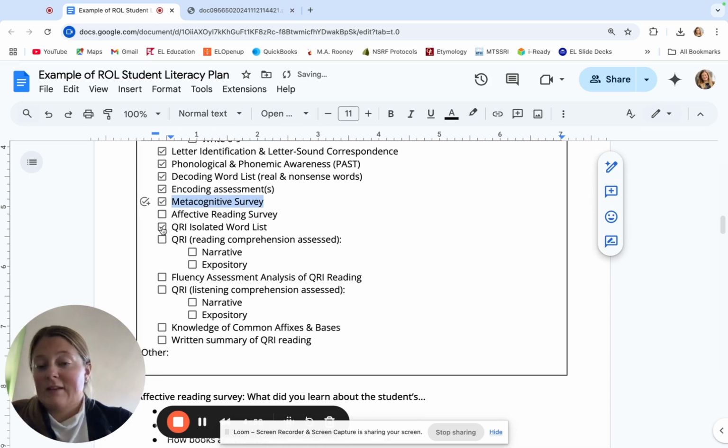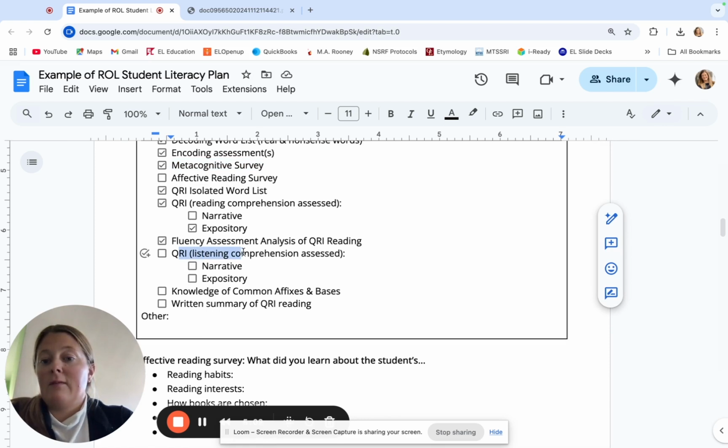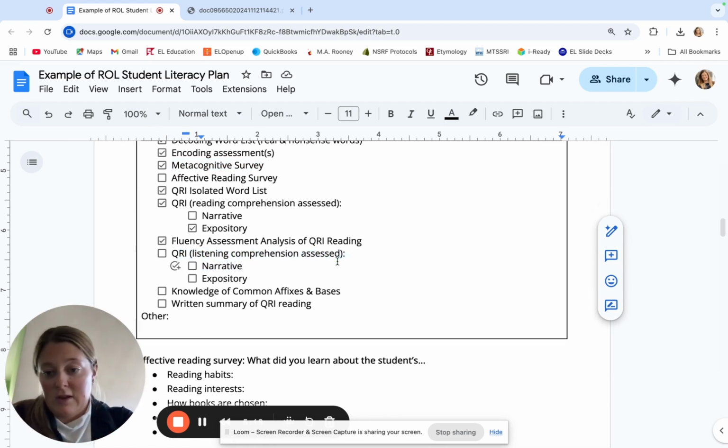I did the word list for the QRI, and I gave the expository, and I analyzed his fluency for that. I did not have him do a listening comprehension assessment, which means I read to him. I did not read a QRI passage to him and see what his highest listening comprehension was, but that would be a good thing to do.